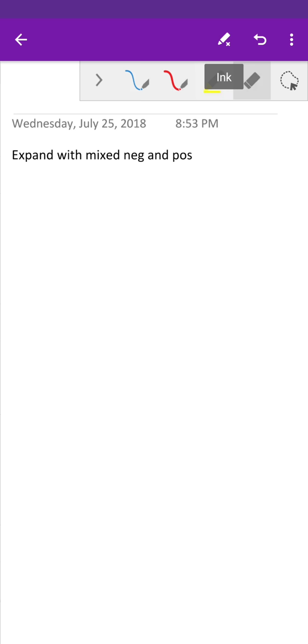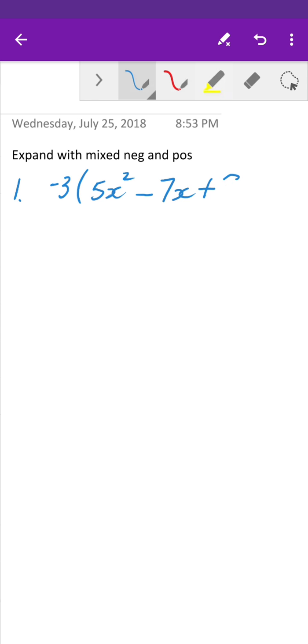In this lesson, I'm looking at expanding when there are mixed negatives and positives. We could even go as far as simplifying, but let's just do some expanding when there's mixed negatives and positives. So let's say we have negative 3, 5x squared minus 7x plus 9. Here we've got mixed negatives and positives, and we have to expand.